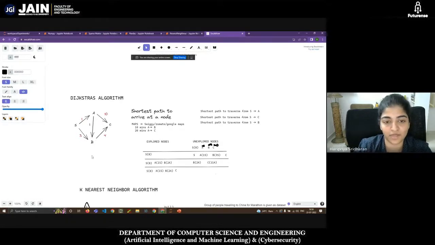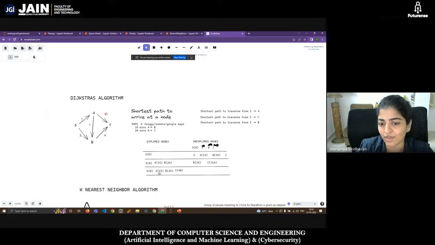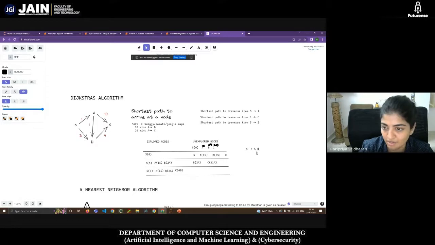In here, to traverse to C, we already have 11, but we have the B node. From B, can we traverse to C? Yes. Then what is the minimum path that it takes to traverse to C? This is 4, and we already have 11, so we are going to consider this 4 via B. I think we have covered all the nodes, so we are going to stop here and say that S to S will be 0, S to A will be 1, S to B will be 2, and S to C will be 4.